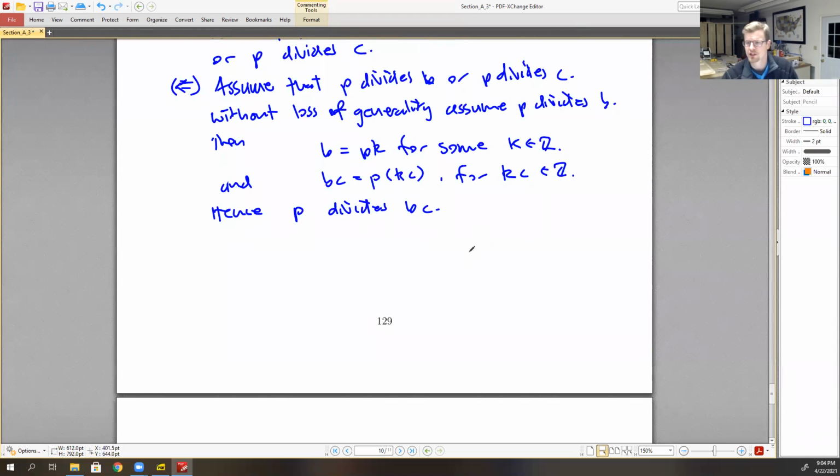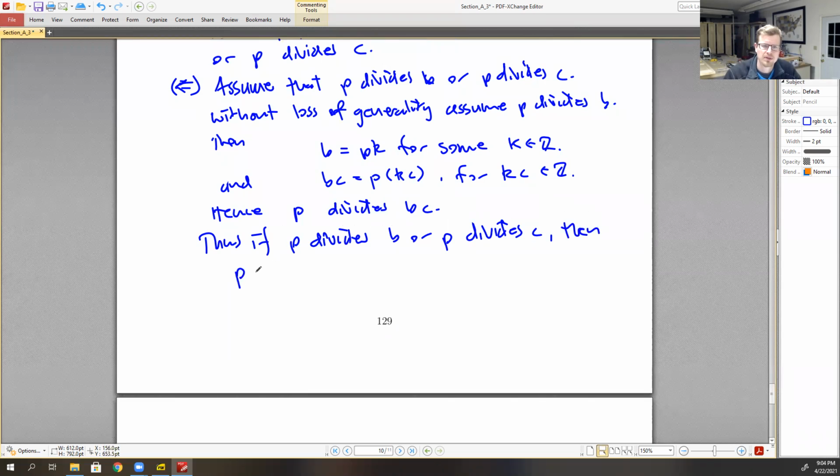All right, we have a little bit of room for our conclusion. We have two conclusions yet. We need to conclude the reverse direction here. So thus, if P divides B, or P divides C, then P divides BC. So that's the conclusion to the reverse direction.